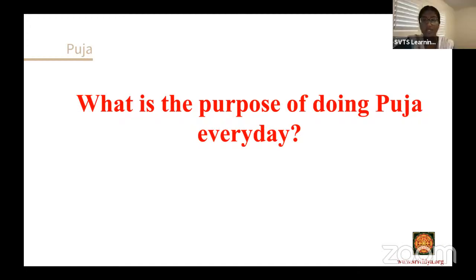Is there a certain point in our lives that we should be starting to do puja as a daily practice, or can it be at any time? Can you repeat the question? Is there a specific point in life where someone should start to do puja every day, as a regular occurrence, or can it be done at any age?